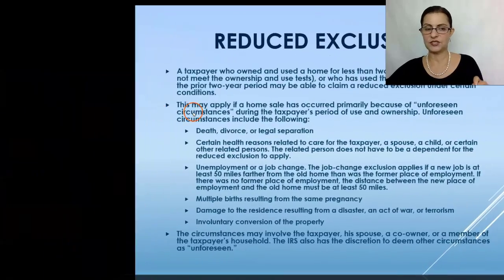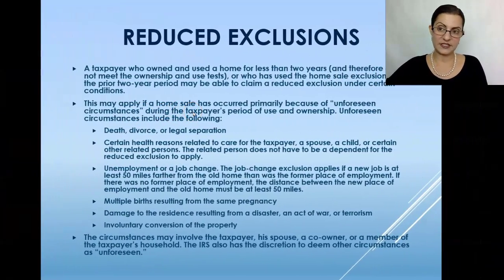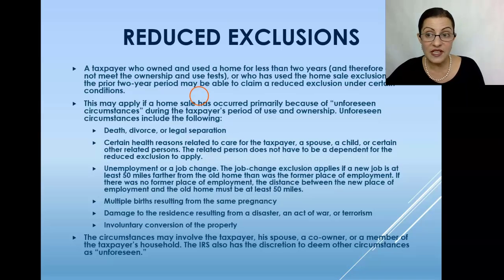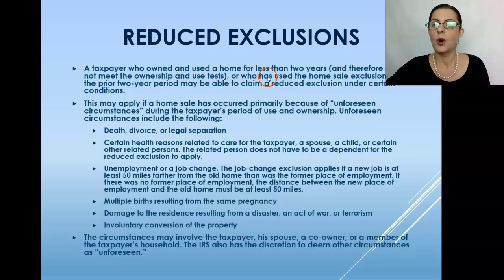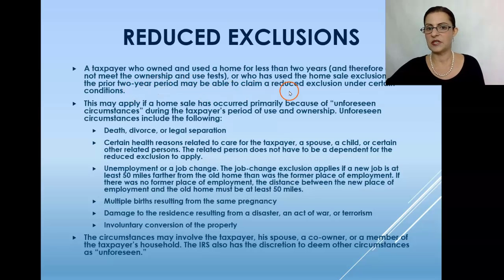Now, reduced exclusions. Now, this is where the taxpayer is still allowed to exclude some of the gain, but not the full $250,000 per person. And right, so it's $500,000 for married couples. But this is where you would be able to take an exclusion for some of the gain, but the amount that you can take is reduced. The taxpayer who owned and used the home less than 2 years and therefore does not meet the ownership and use tests, or has used the home sale exclusion within the prior 2-year period, may still be able to claim a reduced exclusion under certain conditions.